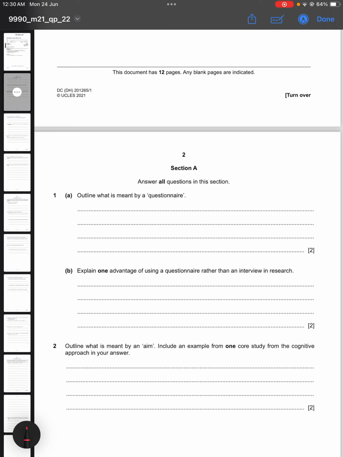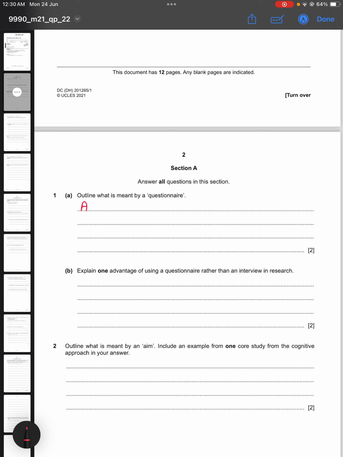So moving on to the first question, it says outline what is meant by a questionnaire. It is for 2 marks, so you are going to get 1 mark per correct point made. You don't have to mention any examples, you just need to tell what is meant by a questionnaire.